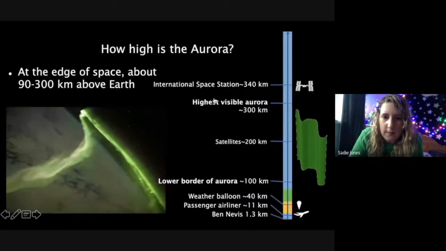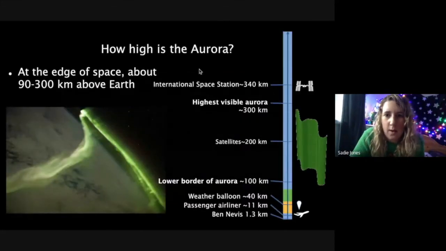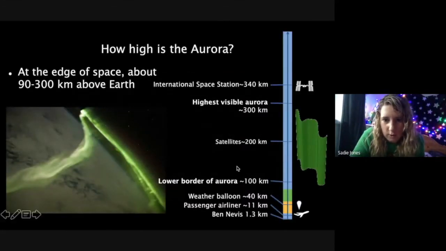But obviously very few people have been lucky enough to see the aurora from space. Okay, so how high is the aurora? The aurora is between about 100 kilometers altitude, or height above the Earth, and 300 kilometers. So it's quite a big volume of our atmosphere.